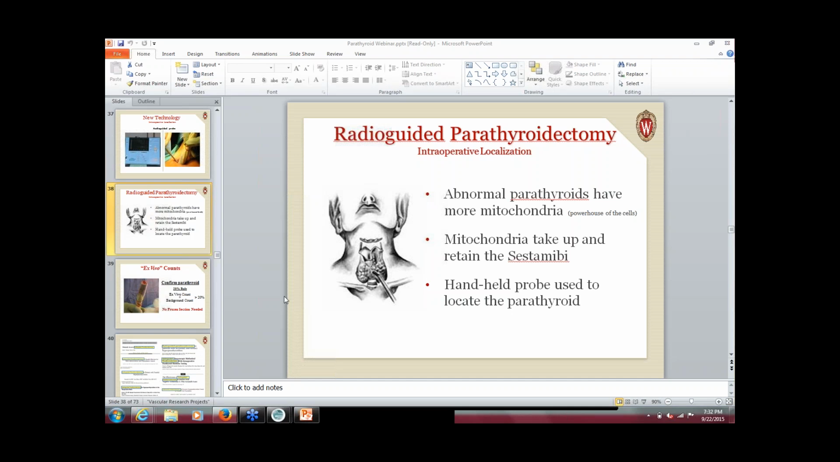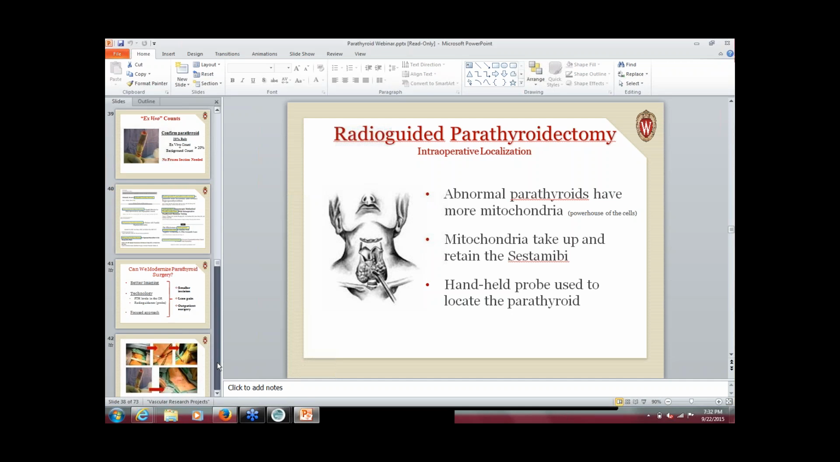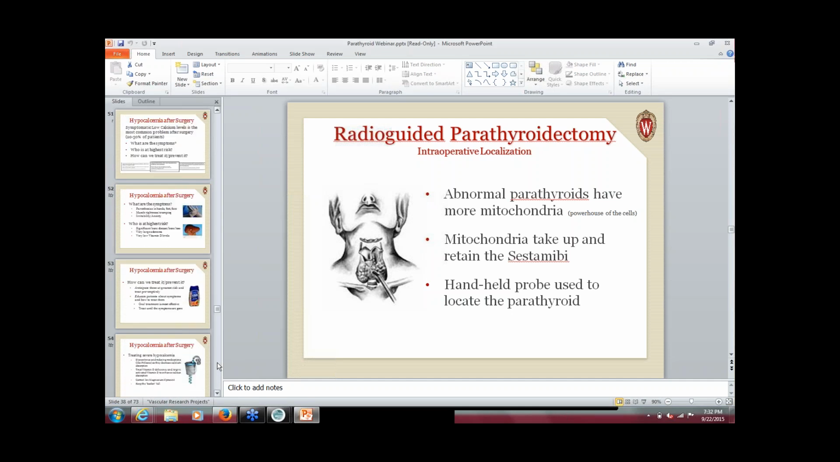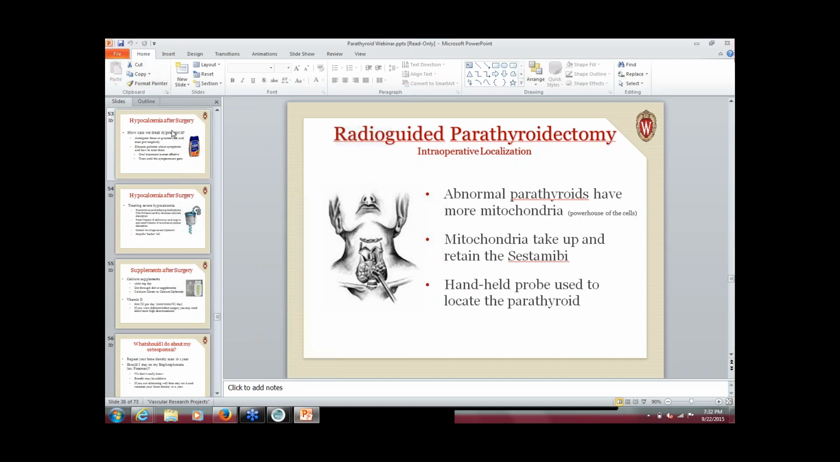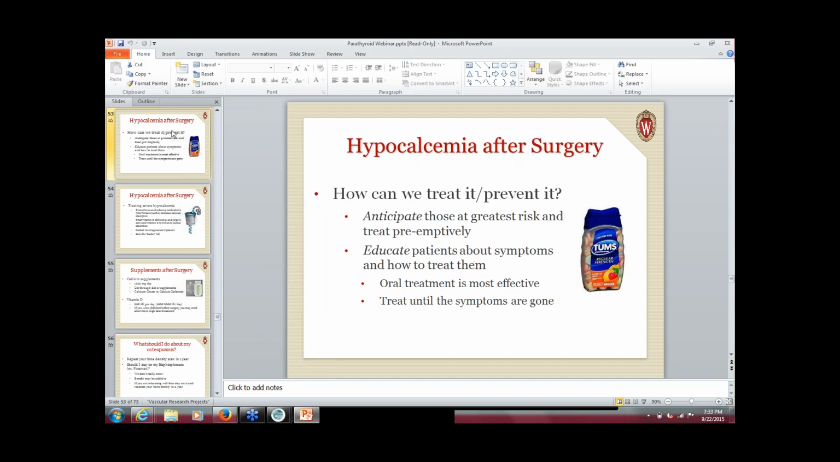So how do we treat it? The most effective way for us to treat hypocalcemia after surgery is that we want to try to anticipate those at greatest risk and to try to treat those patients preemptively. So we always look at each case and we look at all the factors that are at play, and then those patients who we anticipate are going to be at higher risk for having trouble with this, we might be more aggressive in our treatment recommendations and just empirically treat them even before they have symptoms. The other important thing is that you really need to educate patients about the symptoms and how to treat them if they were to happen.